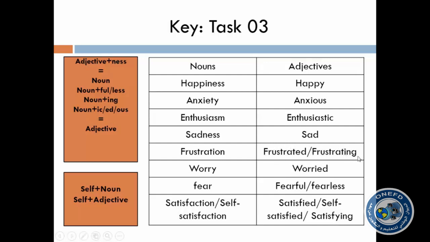So we added the suffix -ing in order to make the adjective from frustration. And we have the suffix -ed. Here, frustrated can be the past participle of the verb of the noun frustration, which is to frustrate. And next we have worry. The noun worry, the adjective is worried. Worried here is again the past participle of the verb to worry for the noun worry.